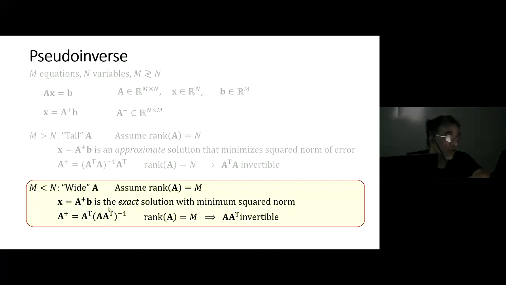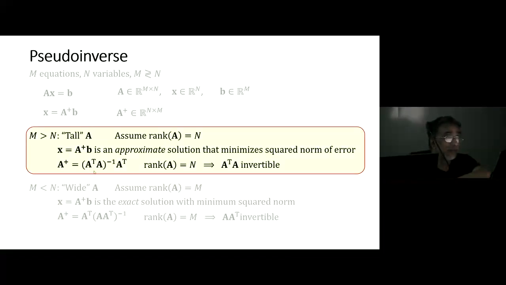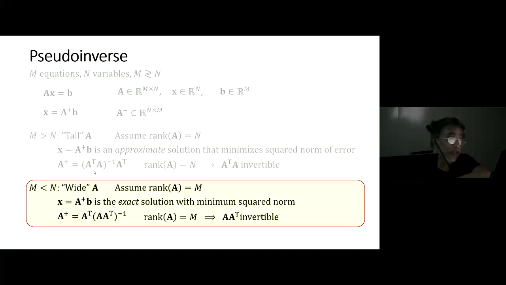What's the dimension or the size of A A transpose? M by m, right? So it's a smaller matrix, and obviously, under this assumption, the rank of A A transpose is m. In other words, it's an invertible matrix. So this expression holds. Notice the difference between this case. Here we are inverting A transpose A, and here we are inverting A A transpose.